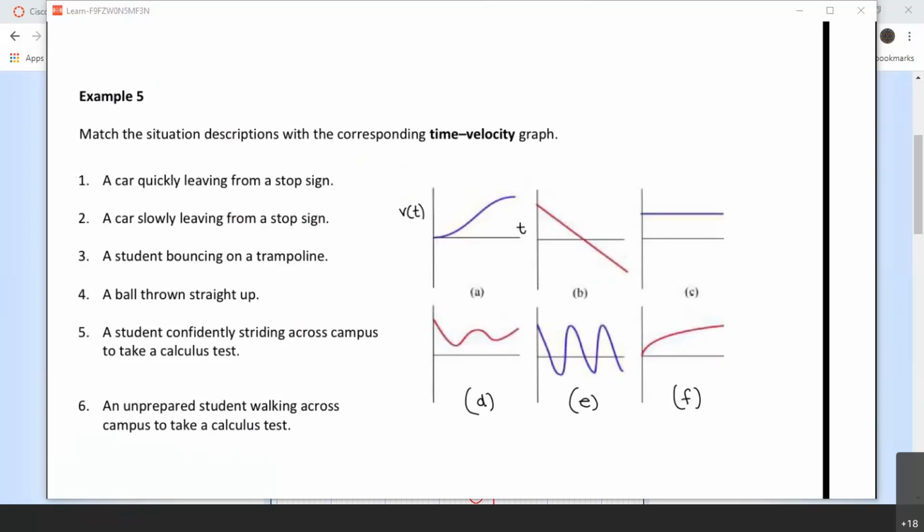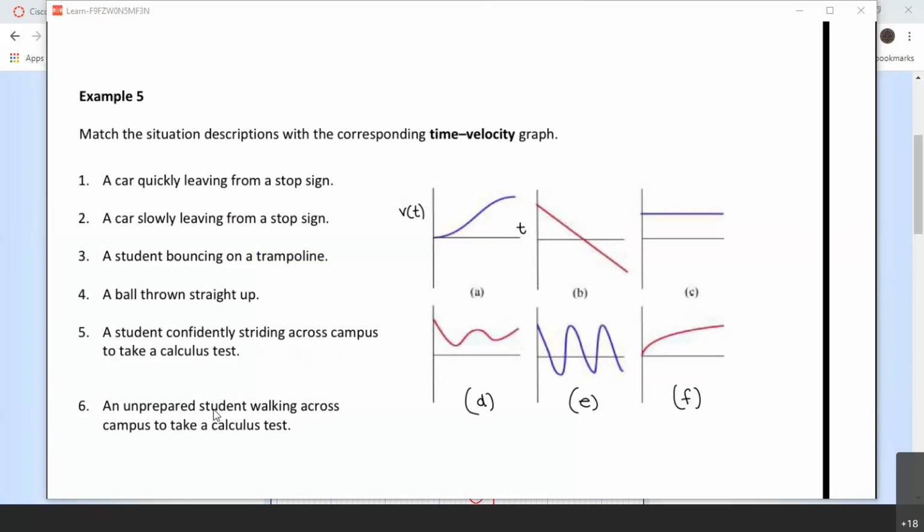Okay, so let's take a look at some of these. If a car leaves slowly from a stop sign, imagine it's just rolling along, which graph do you think that would be? What about a student leaving quickly from a stop sign? Bouncing on a trampoline. Remember, you're not looking at position, you're looking at their speed. A ball thrown straight up, a student walking across campus, assuming the student's walking at a constant rate.